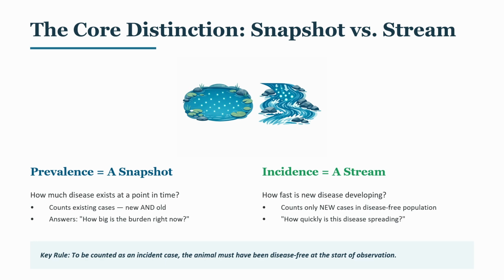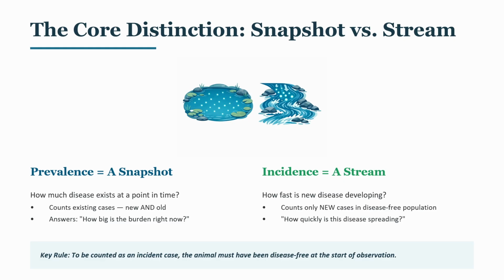Prevalence is a snapshot. It captures everything in the frame at a single moment in time. Incidence is a stream. It captures what's flowing in over a defined period. Prevalence counts all existing cases, animals that currently have the disease, whether they've had it for a week or a year. It answers the question, right now, how much disease is in this population? This is a number that tells you about the current burden of disease, how many resources you need, how many animals are affected, what the current impact is.